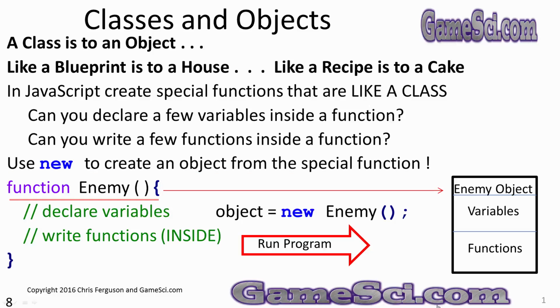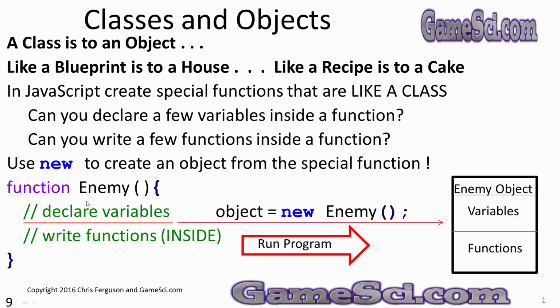Here we go. We're going to build a function enemy. In Java or C#, this would be a class enemy. But in JavaScript, we build this special function to build an enemy object. So we're going to build this function enemy with the purpose of creating objects out of it. Now, inside that function enemy, we're going to declare some variables. We're going to use the var keyword and create some variables at the top of the function. These are the variables that will be part of our object that we build out of this special function.